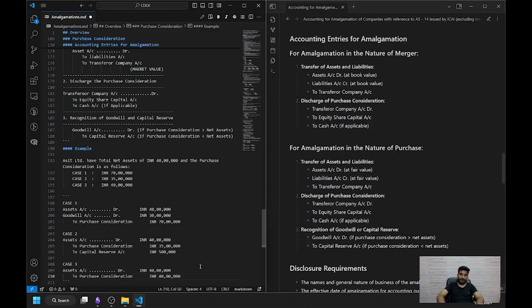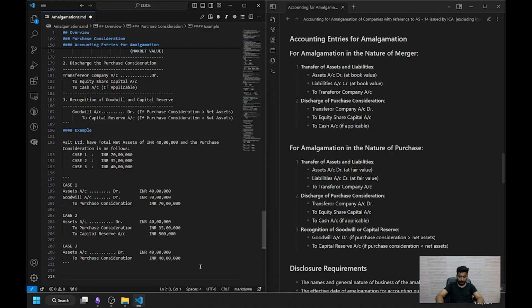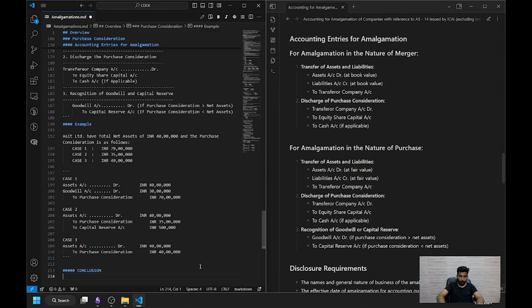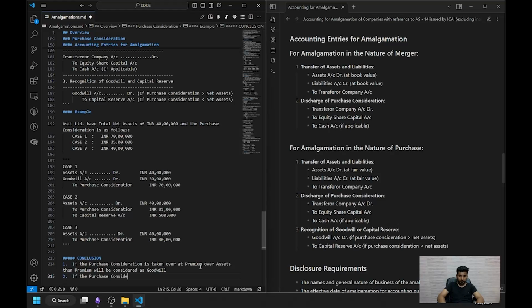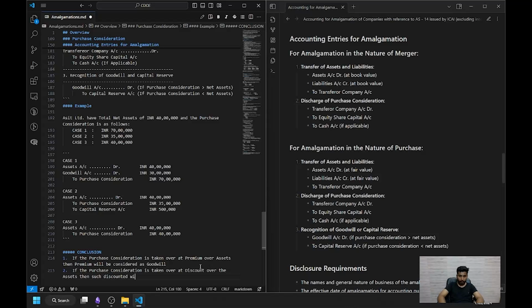Now what do we conclude from here? Let us talk about the conclusion. Our first observation is that if the purchase consideration is taken over at premium over assets, then the premium will be considered as goodwill. Secondly, if the purchase consideration is taken over at discount over the assets, then such discount will be shown through capital reserve.